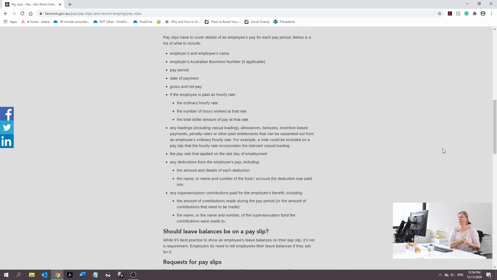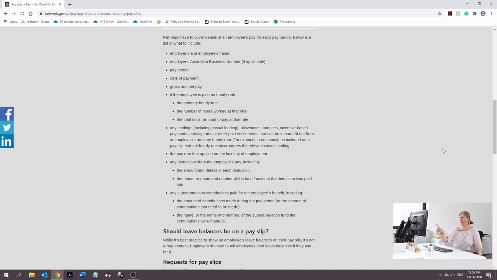Okay, and if the employee's paid an hourly rate, what that hourly rate is, the number of hours that you worked, and the total dollar amount of that hourly rate. Okay, and then it talks about loadings. So we're talking about casual loadings should be on there, allowances, bonuses, incentive-based payments, other paid entitlements. They all should be separated out in your payslip.